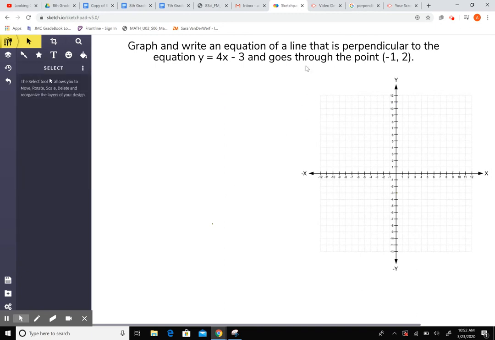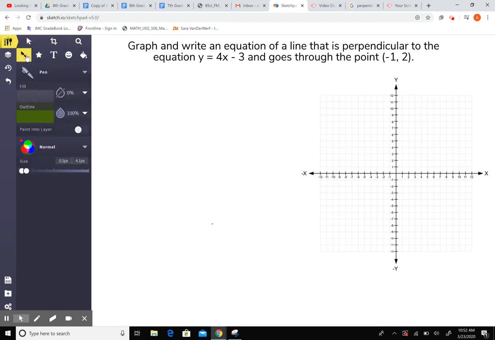So I'm going to start with this one that says graph and write an equation of a line that is perpendicular to the equation y equals 4x minus 3 and goes through the point (-1, 2). There are two things in there. It has to be perpendicular to this equation, and it also has to go through the point (-1, 2). I'm just going to graph this line for now.